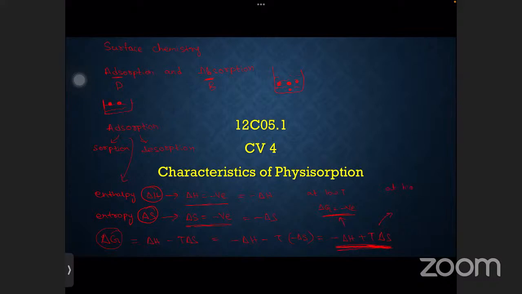At high temperature, what happened? Delta H was less than T delta S and delta G was positive, because of which we said that it is a non-spontaneous process. Now what happens if delta H is equal to T delta S? At that time delta G will be equal to 0, and the sorption process as well as the desorption process will be equal. So the adsorption process will be in equilibrium.